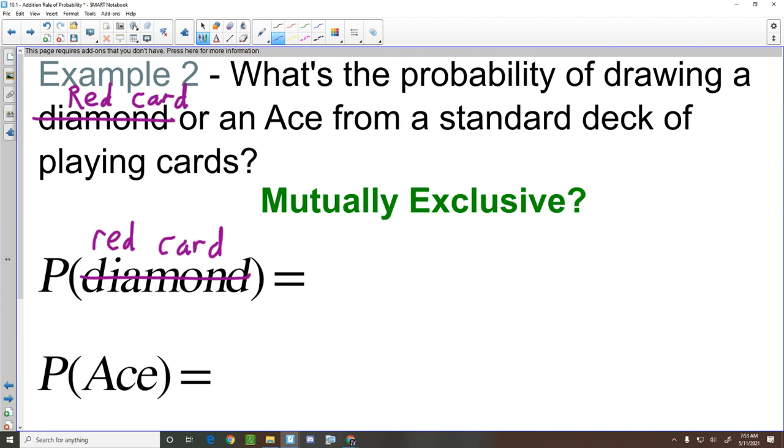I thought maybe I'd have a deck of cards here to show you, but I don't. So half the cards in the deck are red, half the cards in the deck are black. The ace, there are 4 of them. Half of them are red, half of them are black. So see if you can figure this one out.